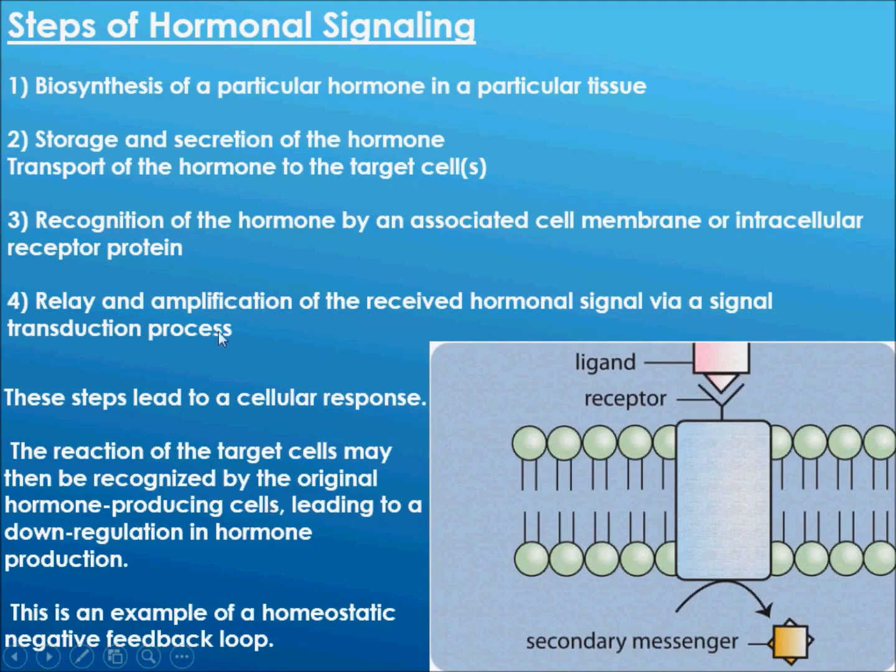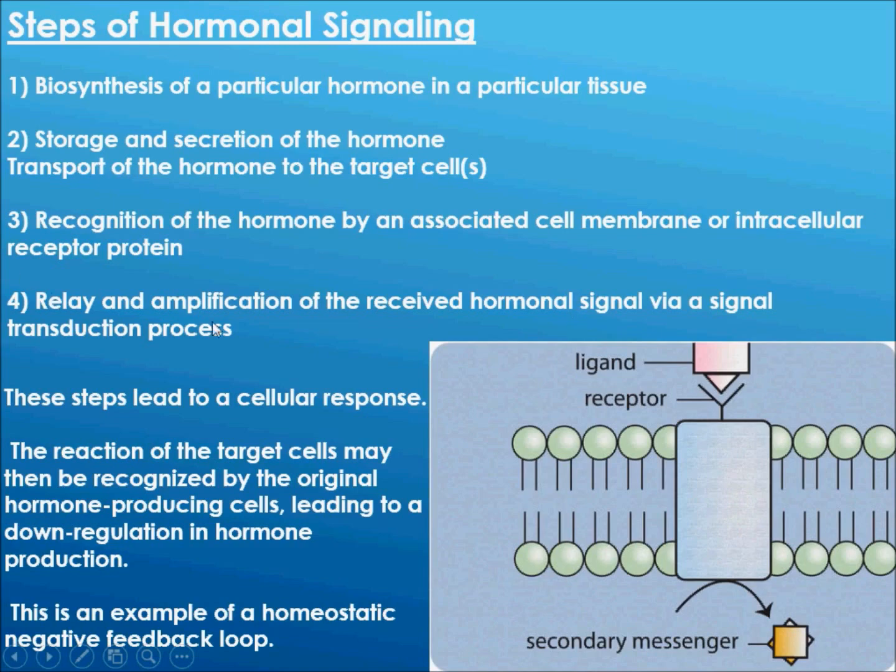Then recognition of hormone by an associated cell membrane or intracellular receptor protein takes place. That means this receptor recognizes this ligand, which is your hormone. A ligand here is your hormone and receptor is your target organ.